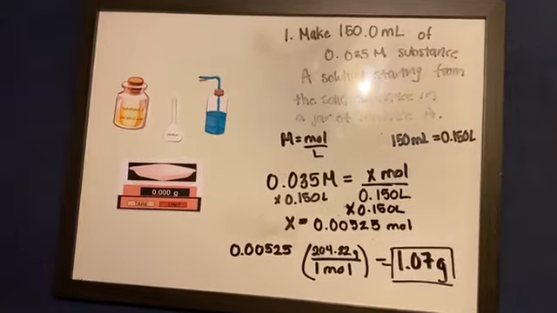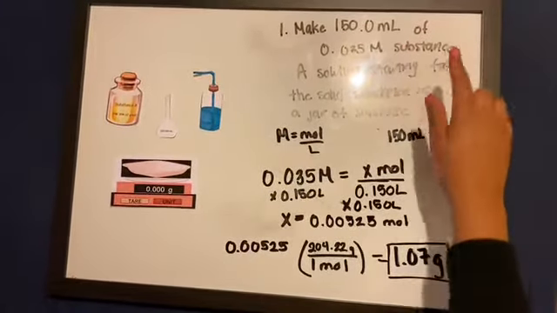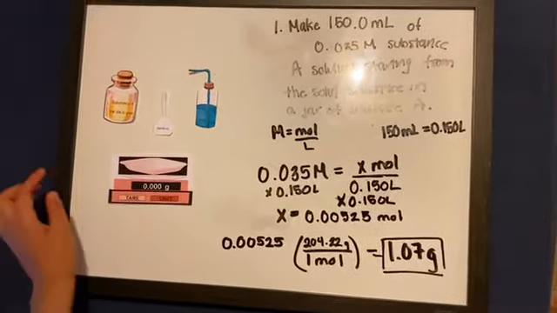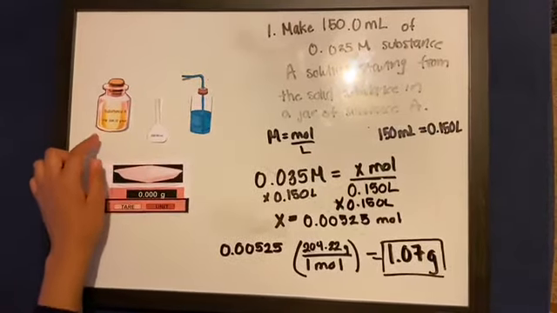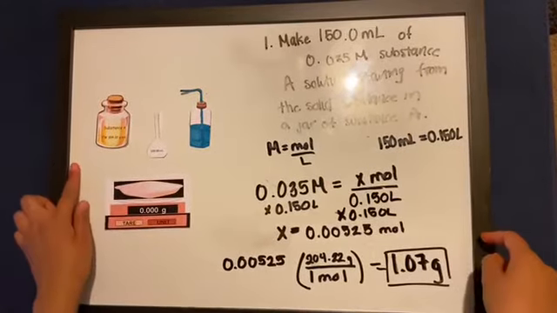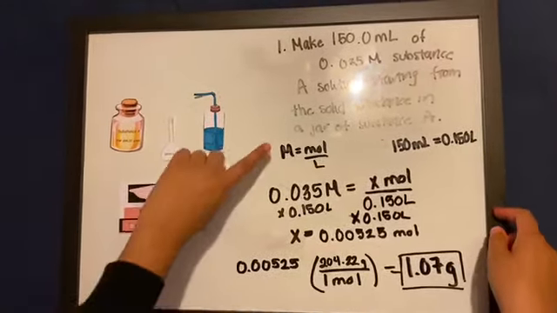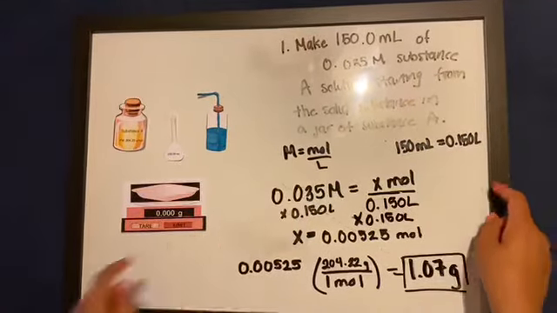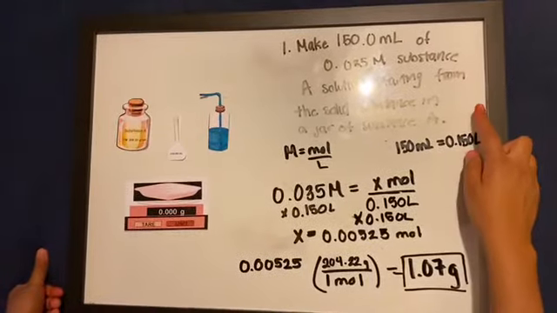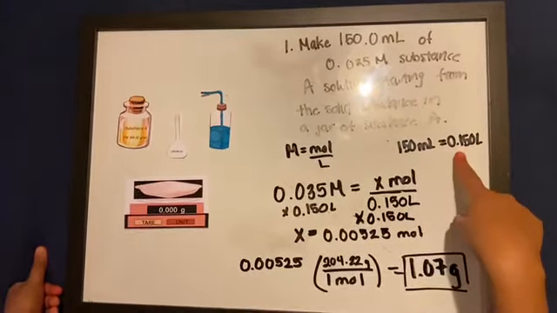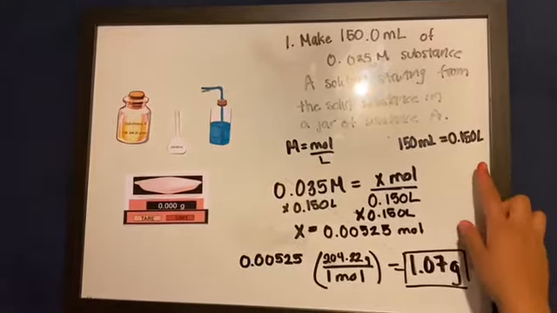So for question 1, we are asked to make a 150 milliliter solution of 0.035 molarity using substance A. To do this, we need to figure out the amount of moles so we can figure out the amount of grams we need to weigh out of substance A. You use the equation molarity equals moles over liter, and we know from the given numbers that we have 150 milliliters, which gives us 0.15 liters.